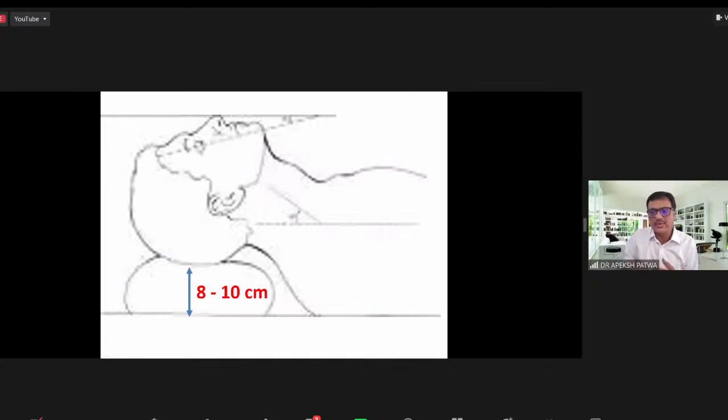Now, how to achieve this? In common terms, we label this position as the sniffing position. To give the sniffing position, you need to flex the cervical spine, and to flex it, you need to keep at least an 8 to 10 centimeter height pillow under the occiput. And then you need to extend the face plane. So this is flexion of the cervical spine and this is extension of the AO joint.